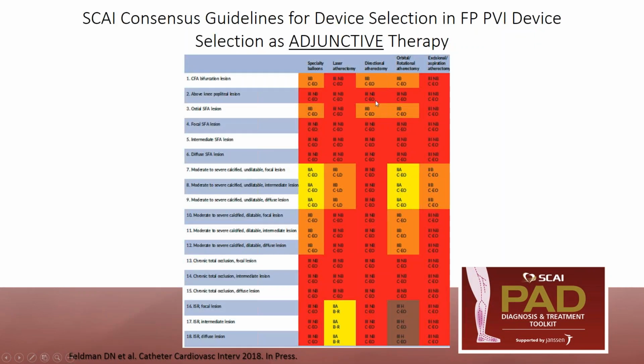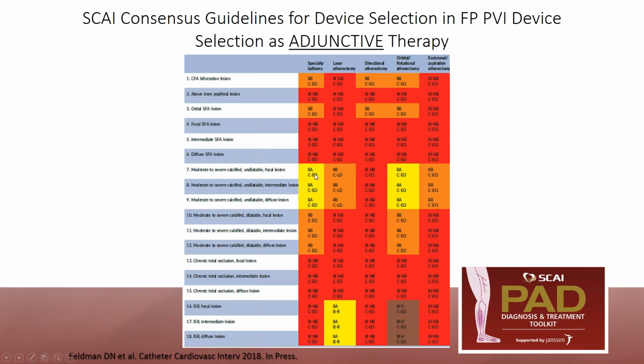Now, maybe if, again, looking at the data here, when is, for instance, atherectomy being recommended? 2A recommendations for orbital or rotational. Again, in lesions that are non-dilatable, focal lesions, intermediate or diffuse. Again, that's for orbital or excisional or aspiration. Class 3 for directional. Again, no RCT data supporting this. Not a lot of green here. As you can see, not a single class 1 recommendation here is adjunctive therapy.